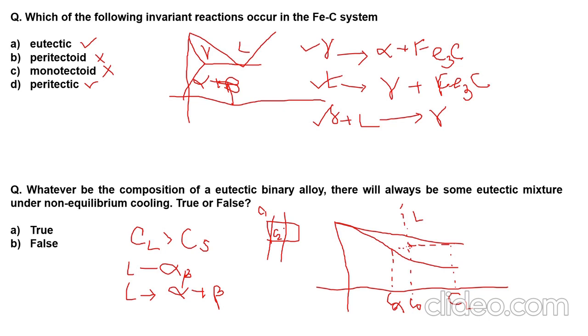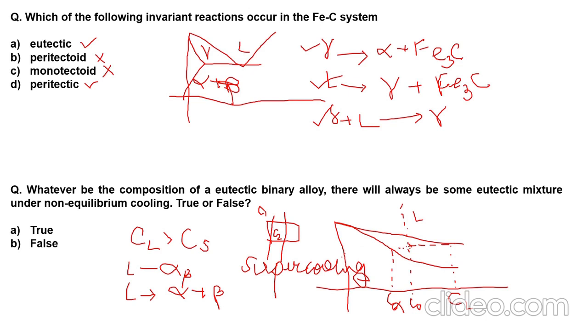That compositional gradient results in supercooling in the structure, and that supercooling results in the formation of your primary alpha in the eutectic mixture, irrespective of the composition. Even if you are at the eutectic point, there will always be some primary alpha because of the faster heating rates and the supercooling. This is also the reason why in your alloys you have a dendritic structure.